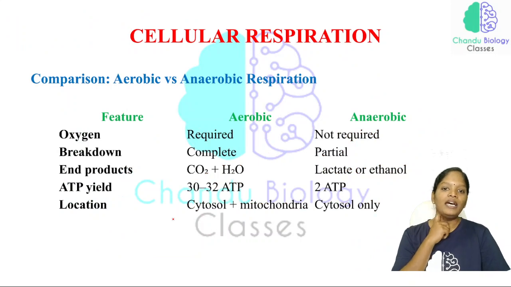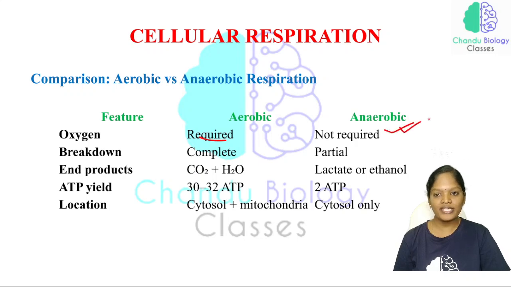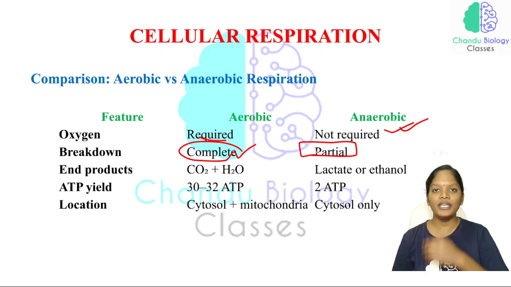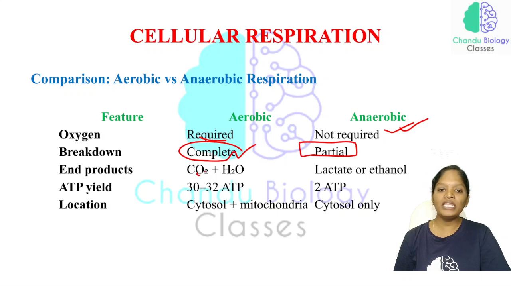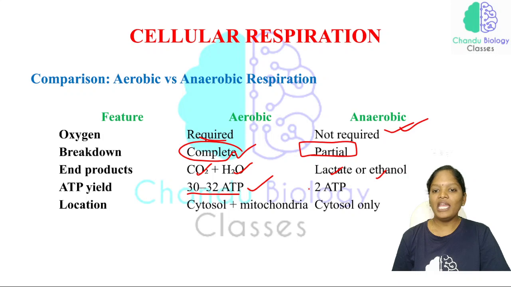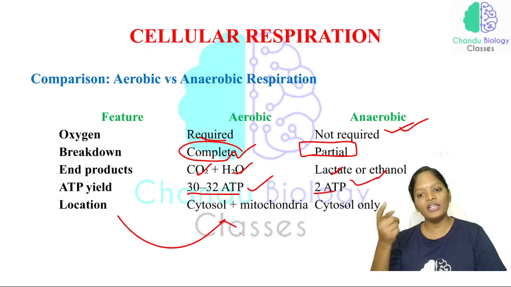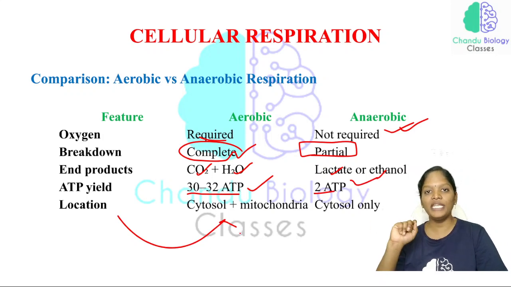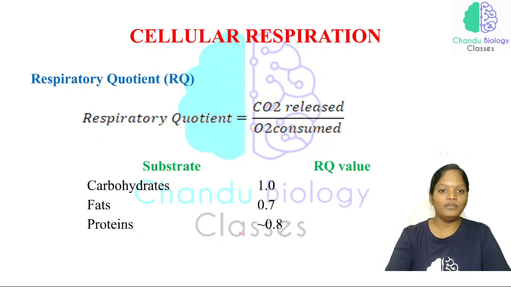Now, in aerobic respiration, oxygen is required. In anaerobic respiration, oxygen is not required. Here the breakdown is a complete breakdown of glucose; here it is a partial breakdown of glucose. Here the end products are carbon dioxide and water, and here they are lactate and ethanol. The ATP yield here is 32 ATP, and here it is 2 ATP. The location here is the cytosol and the mitochondria. Anaerobic respiration takes place only in the cytosol.